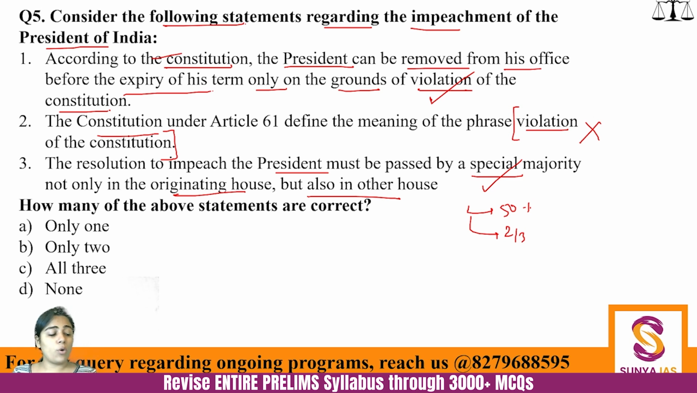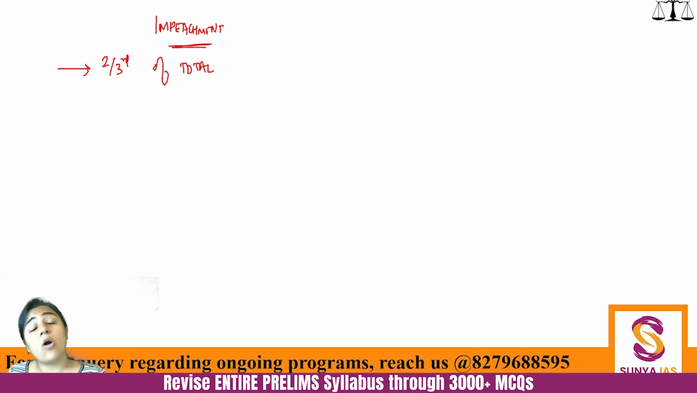That is what we understand by special majority. But the presidential impeachment has a different kind of special majority, wherein, please note this down, write the heading of impeachment of the president. And the kind of majority that is required is 2/3 of total members of the house, right? 2/3 of total members of the house.